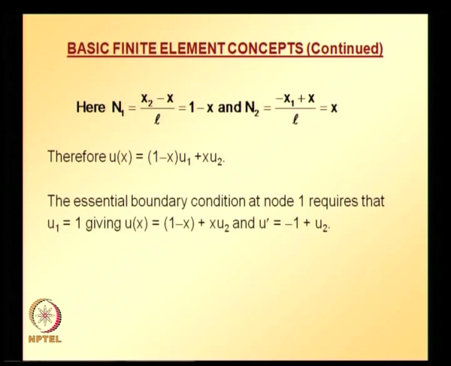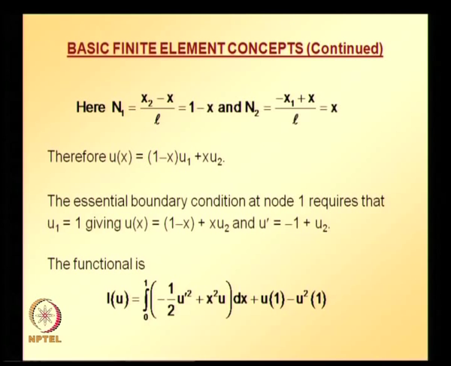The essential boundary condition at node 1 requires u 1 equal to 1. When you substitute u 1 equal to 1 into the previous equation, the trial solution becomes u equal to 1 minus x plus x times u 2, and the derivative of it you can easily find, it turns out to be minus 1 plus u 2. All these quantities, that is the trial solution and the derivative of the trial solution, are required for us to plug into the equivalent functional. So, we need to plug into this functional.